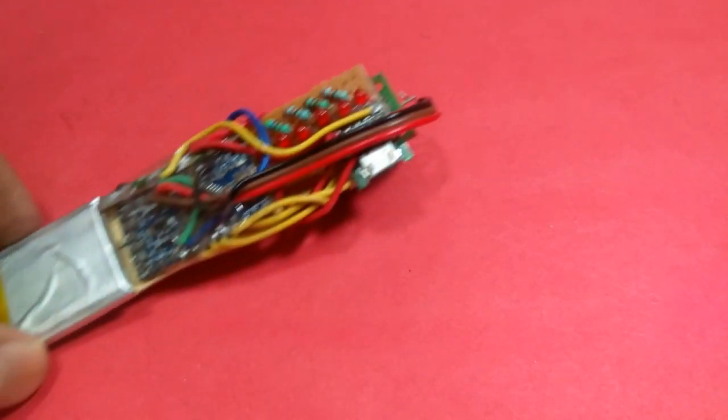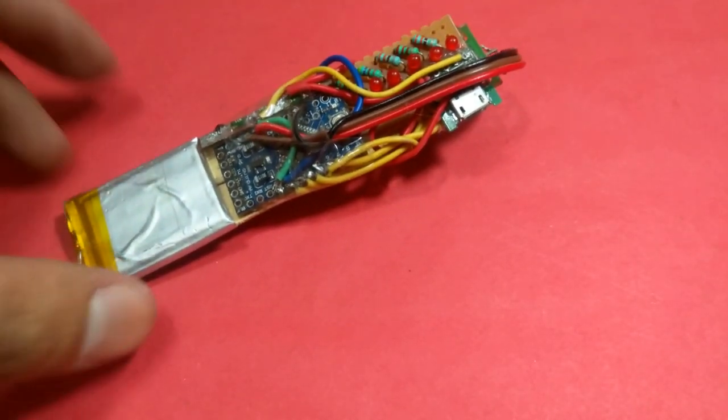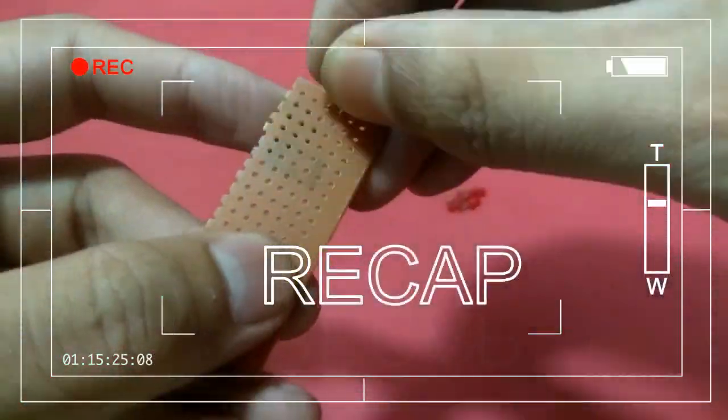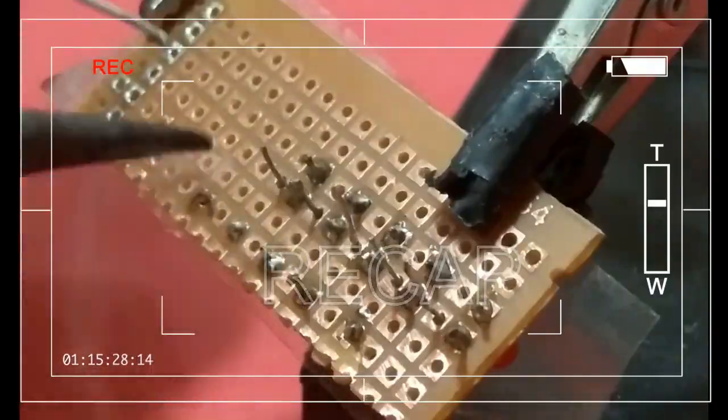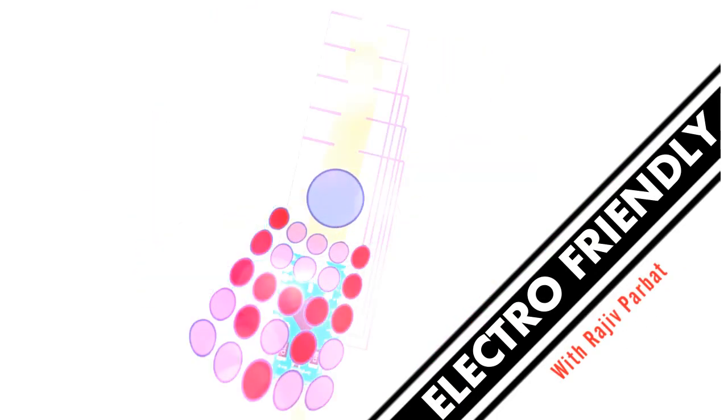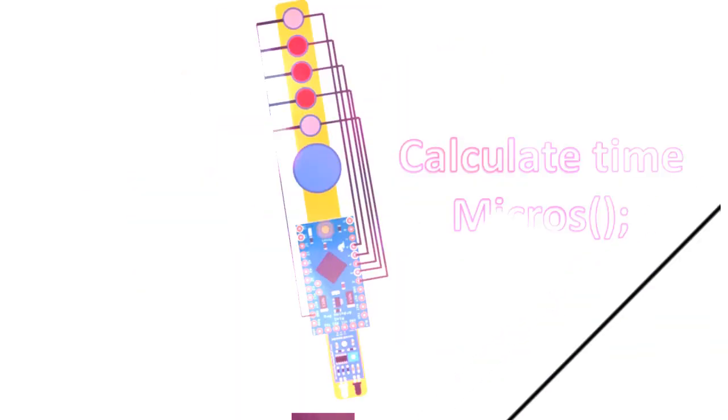In my previous video, I showed you how to make a POV display using an Arduino Pro Mini and 5 LEDs to display my name. In this video, I am going to explain the working concept behind it and how to program it and develop our skills on Arduino, so stay tuned.